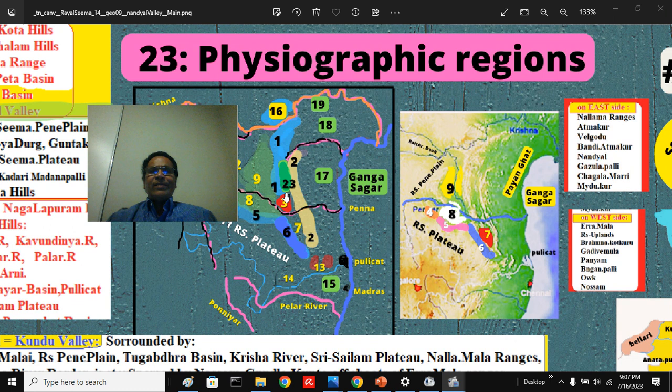If you travel north to south, you can see Atmakur town, Velugodu reservoir town, Bandi Atmakuru, then Nandyal town, Gazulapalli, then Chagalamarri area, Maidukur, and close to the Penna river on the eastern part of the valley. On the western side, close to the Erramalas, you can see the Rayalaseema uplands. You can see Nandikotkur, those areas. Then Gadivemula, Panyam, Banganpalli, Owk.